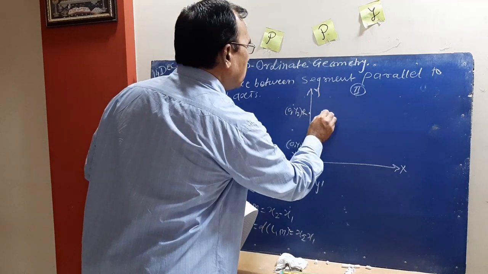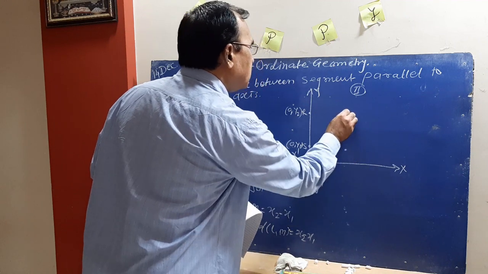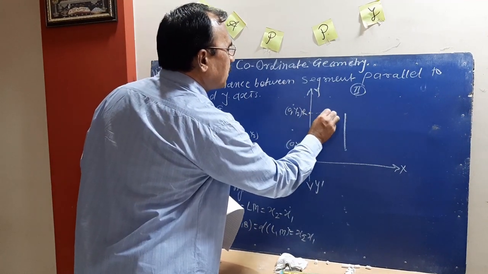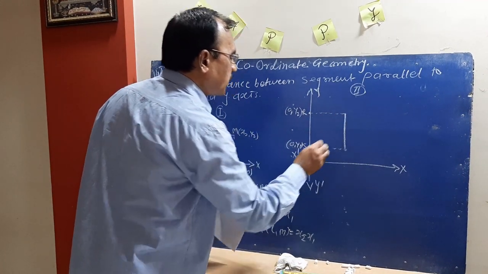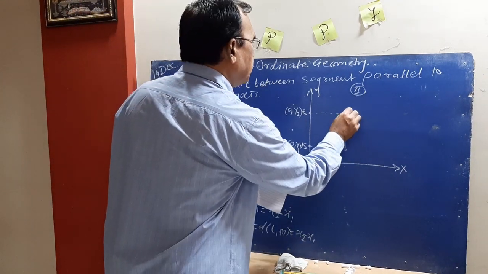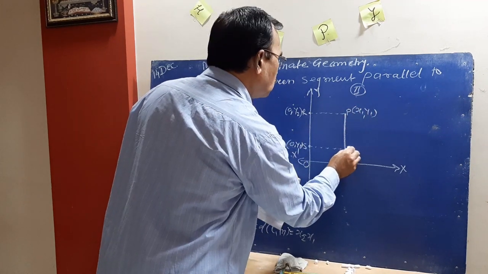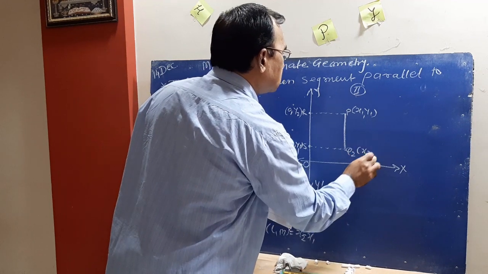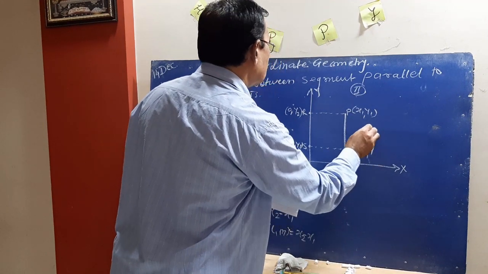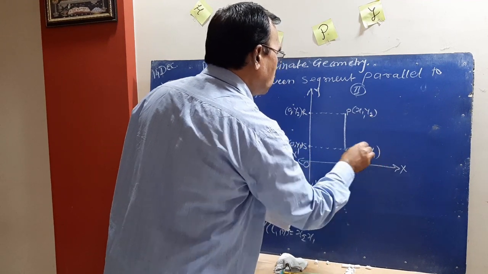Then take lines parallel to the y-axis. This one point and this one point. If we join them, this segment is parallel to the y-axis. Again draw a perpendicular, here also a perpendicular. The name of the point is P, having coordinates x1, y1, and here Q, with coordinates x2, y2 and x1, y1.